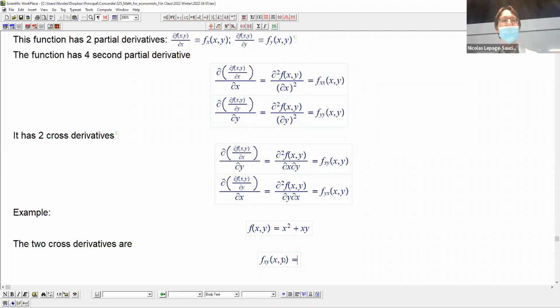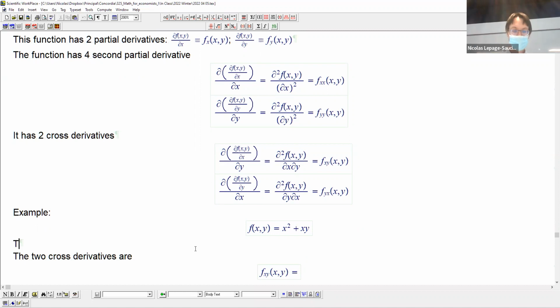I suggest you start with the first derivative, then you can go on to the second derivative. That good? Everybody is on board? So let's start with the partial derivative.